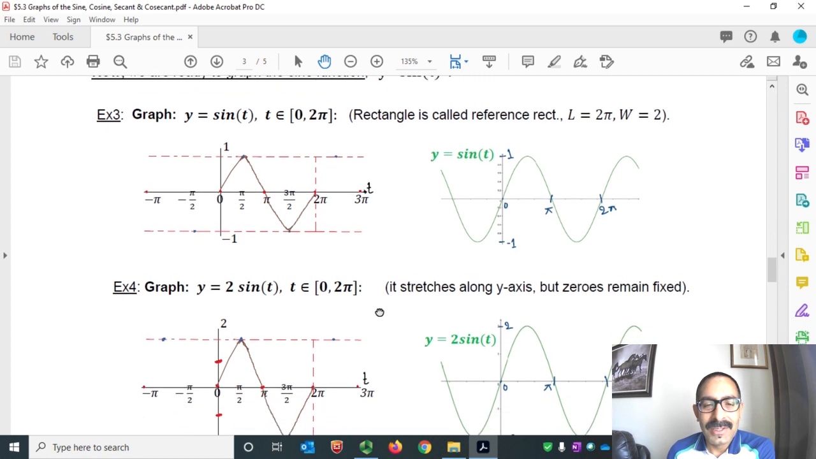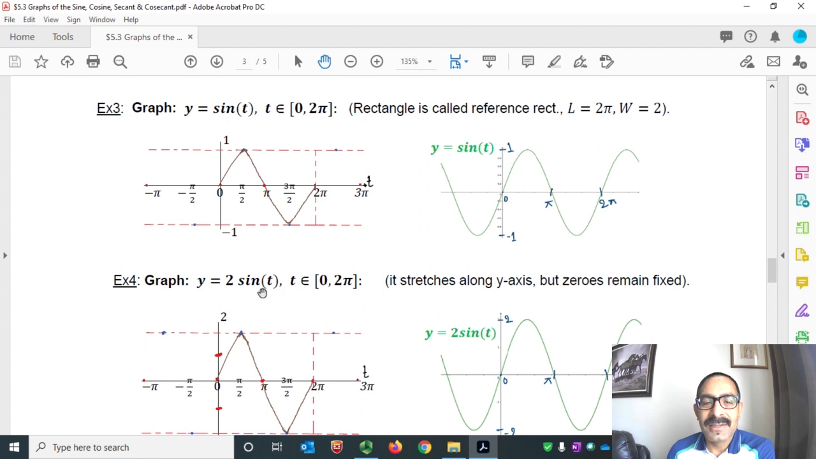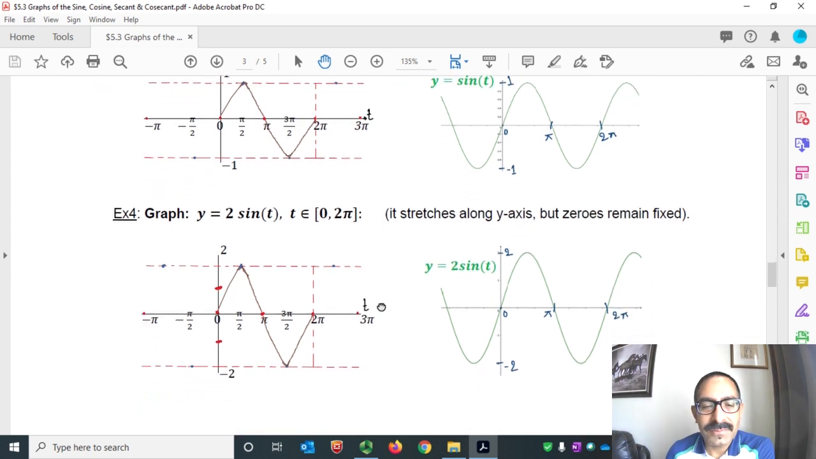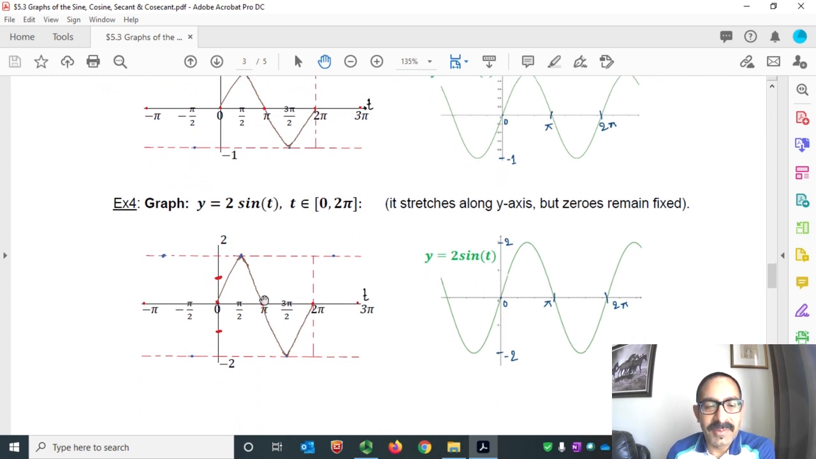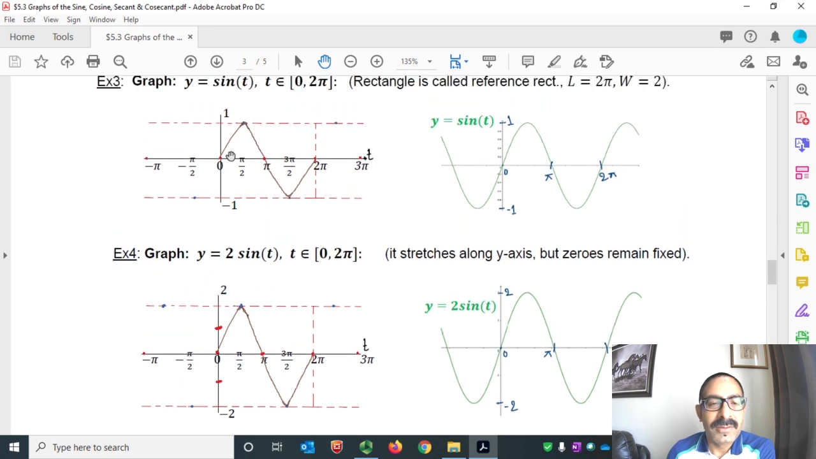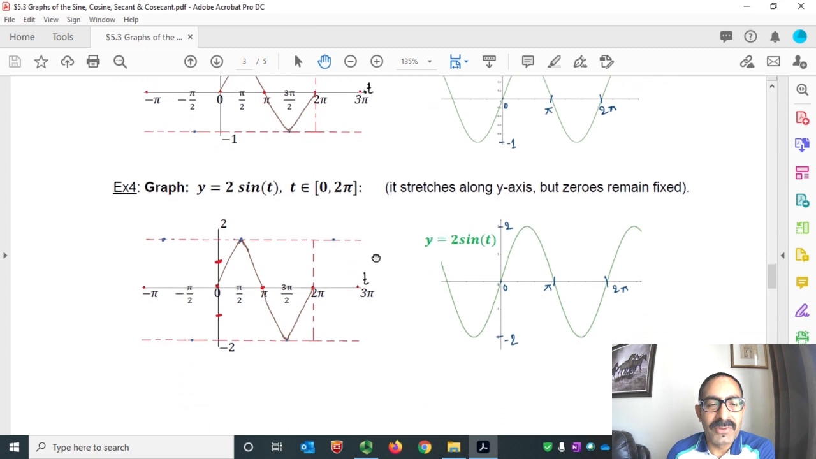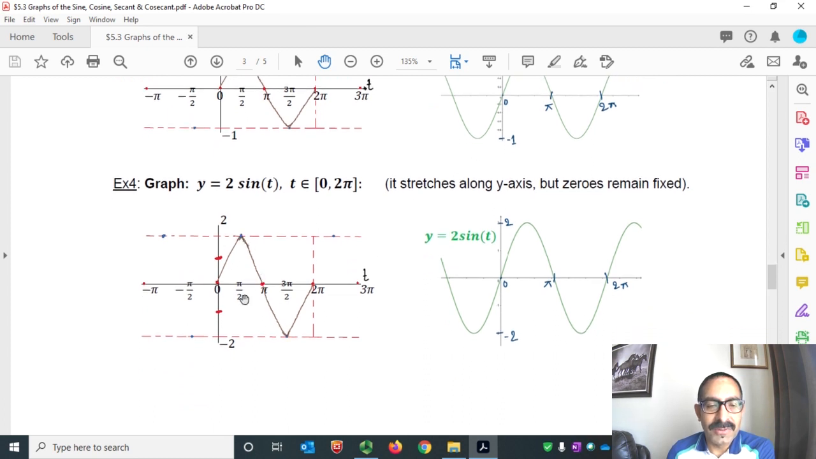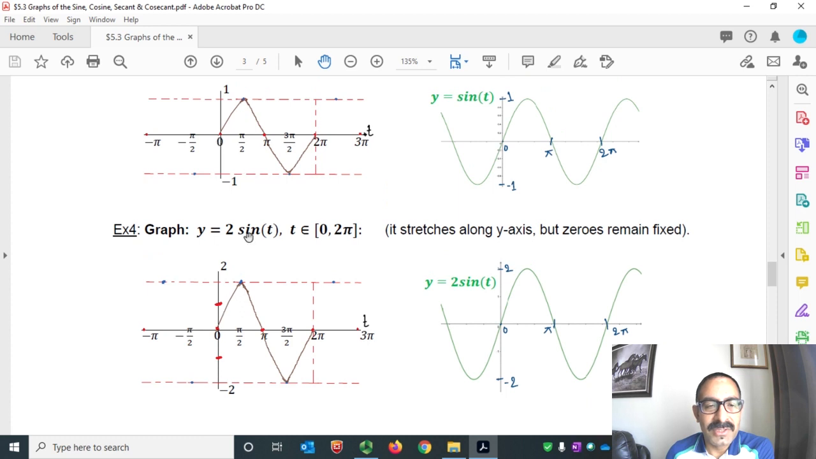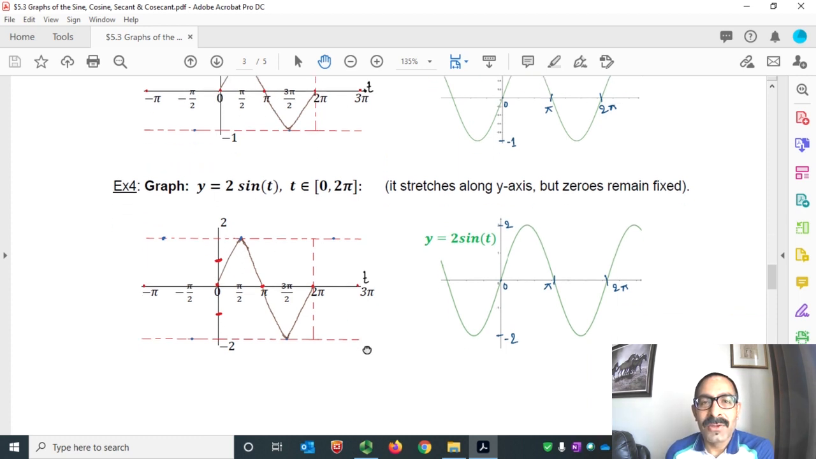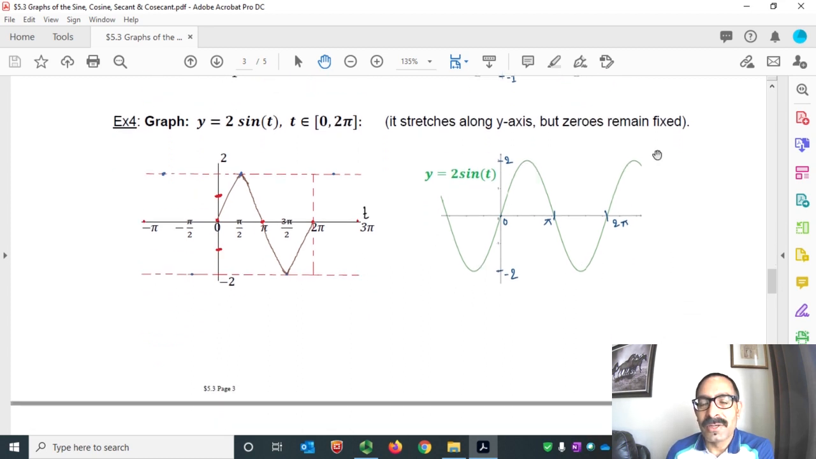Let's do example 4. Let's graph 2 times sine t in the interval 0 to 2 pi. Here we are multiplying the output by 2, so we are stretching along the y-axis, but keeping the zeros as they are. Only the height, the maximum and minimum, changes. The maximum was 1 and the minimum was minus 1. Now we multiply by 2, so the maximum is plus 2 and the minimum is minus 2. The graph has a similar shape. The zeros are the same: 0, pi, and 2 pi. And using technology, we have a smooth, nice looking graph here. Great. I hope this makes sense to you all. So now let's move on.